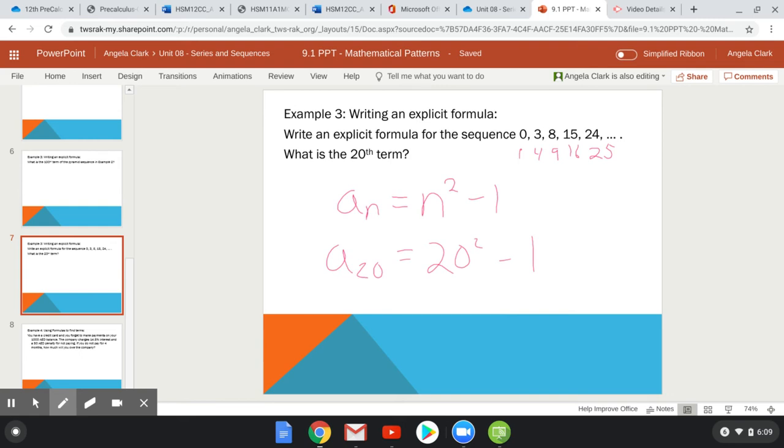So 20 squared is 400. 400 minus 1 is 399. So A20 is going to be 399.